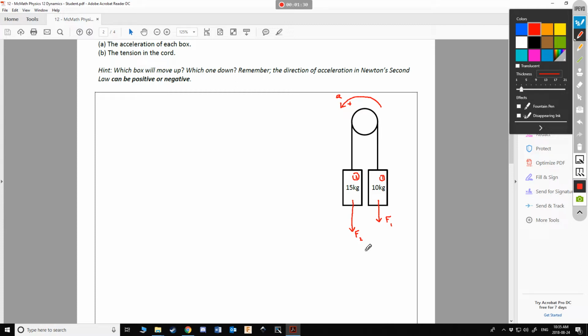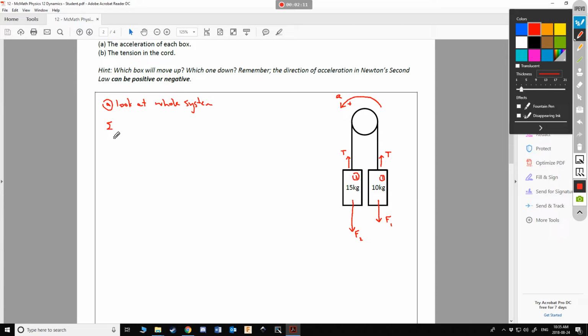However, because these two objects are connected to each other, we're going to have Newton's third law of force. The 15 kilogram block is pulling on the 10 kilogram block, but the 10 kilogram block is pulling on the 15 kilogram block. Whenever we talk about forces along a string, we call that tension. So I'm going to have a tension force going up like this, but it's going to be equal and opposite to the tension force acting on the other block. So we're going to look at the whole system to find the acceleration.